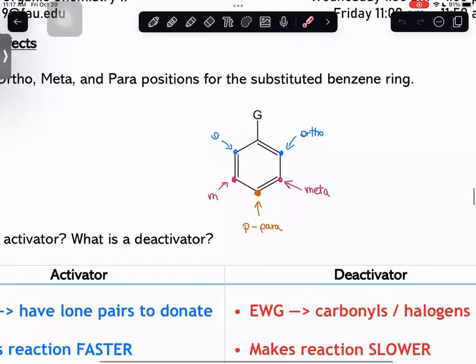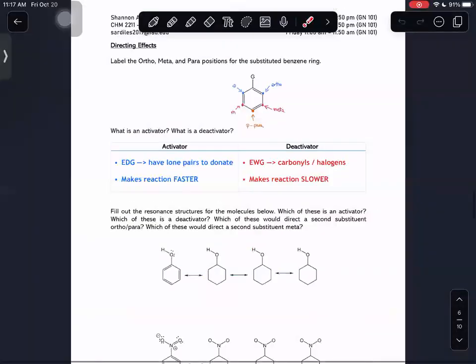And then, do we remember the positions? Ortho, meta, and para. Yes, ortho is 1, 2, 1, 3. Beautiful. And again, remember, you're always using those positions relative to a reference point. It's not always going to be at the very top. Sometimes it's going to be over here. But remember, you have to focus those positions on wherever your reference point is. So be careful with that. Okay.